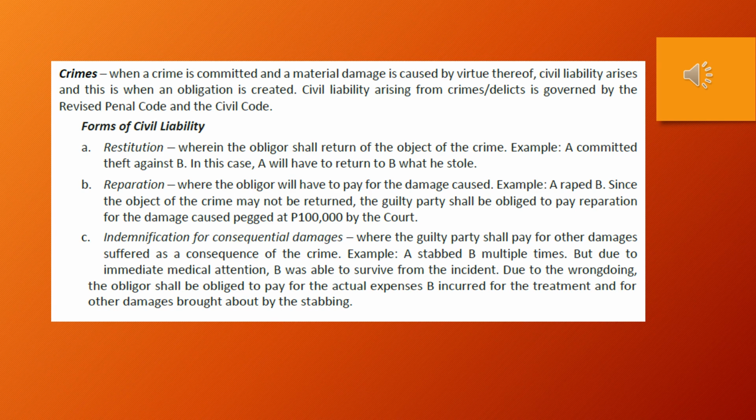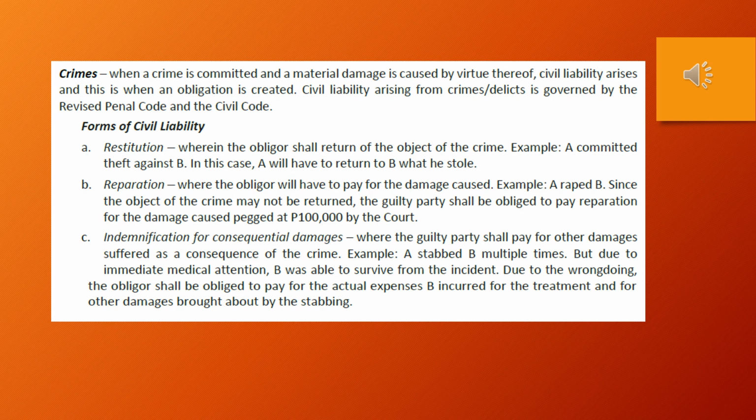And we have the last one, indemnification for consequential damages. In here, this is not only caused by the third party but also to those suffered by his family or third person by reason of the crime. So this happens when a guilty party will have to pay for other damages suffered as a consequence of the crime. So for us to understand, we have here an example.